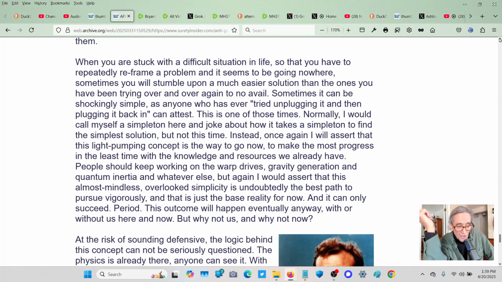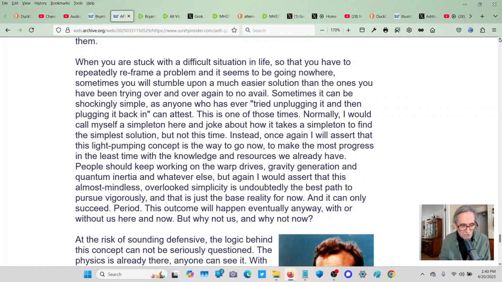Normally, I would call myself a simpleton here and joke about how it takes a simpleton to find the simplest solution. But not this time. Instead, once again, I will assert that this light pumping concept is the way to go now to make the most progress in the least time with the knowledge and resources we already have. People should keep working on warp drives, gravity generation, quantum inertia. That thing Mark's working on, dynamic. I should put that right in the speech, because that helps. But that's not this. But this anyway, and whatever else.